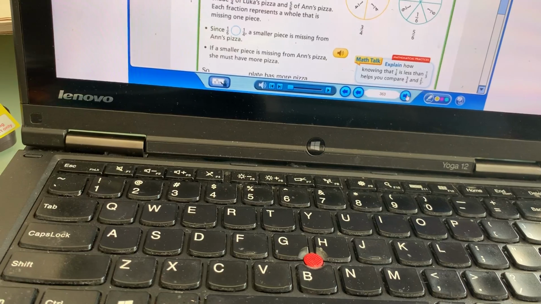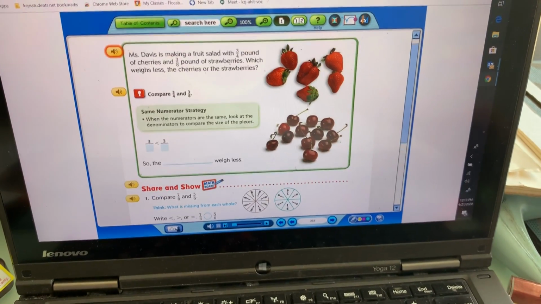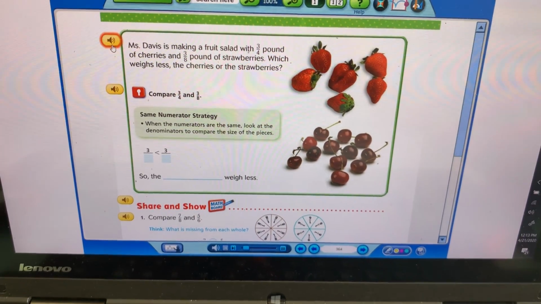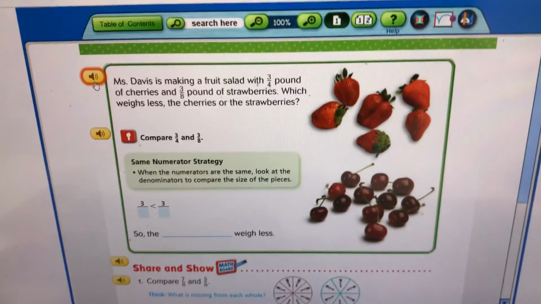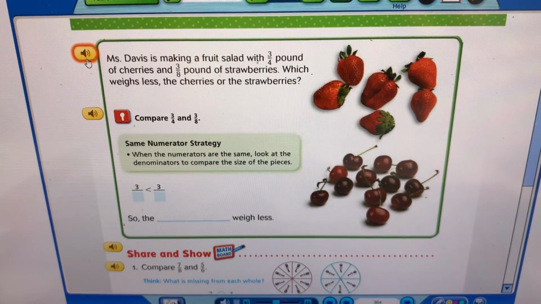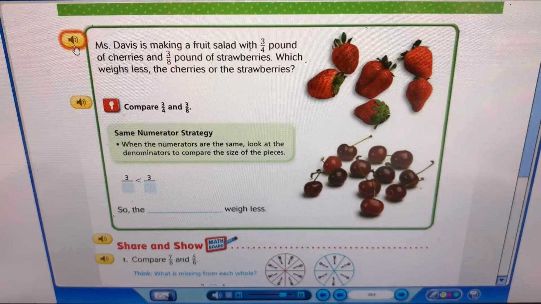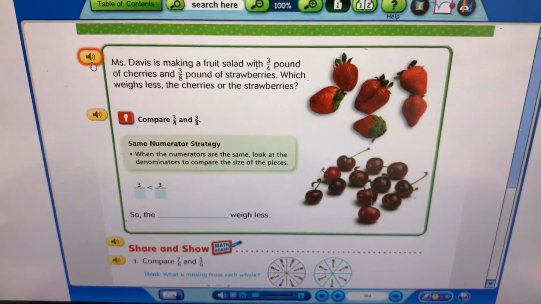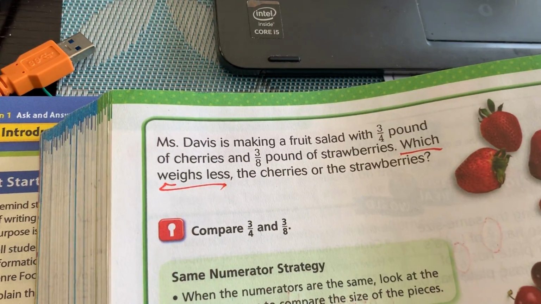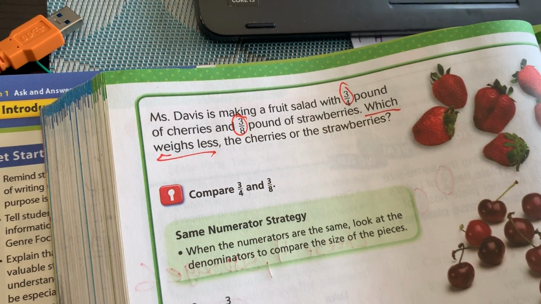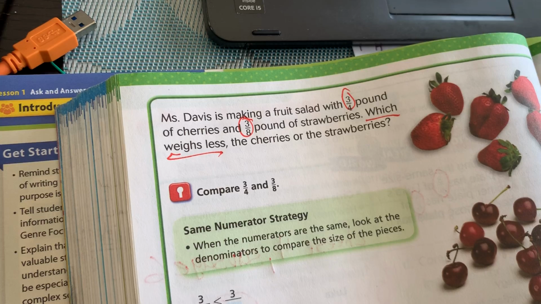On the next page, Ms. Davis is making a fruit salad with 3/4 pound of cherries and 3/8 pound of strawberries. Which weighs less, the cherries or the strawberries? Okay, so for this one, notice the question. It says, which weighs less? They're not asking us which one's more. They're asking which is less. So these are the two that we're comparing. 3/4, which is the cherries. 3/8, which is the strawberries.